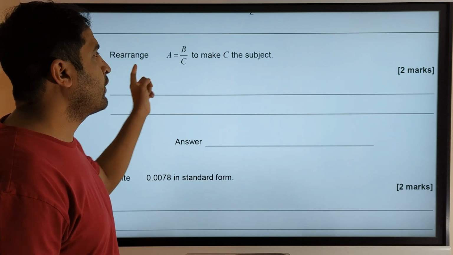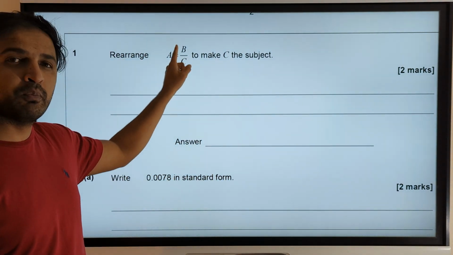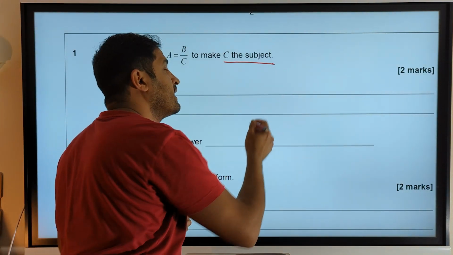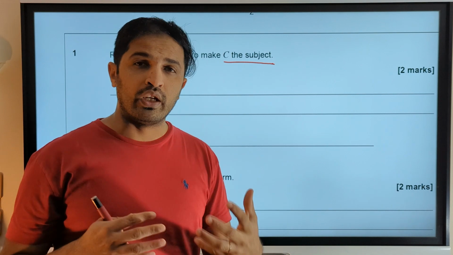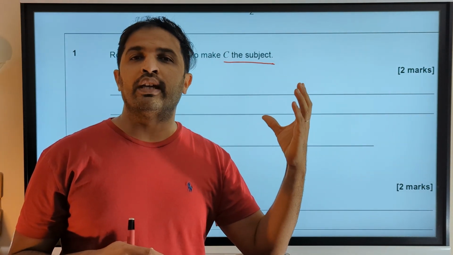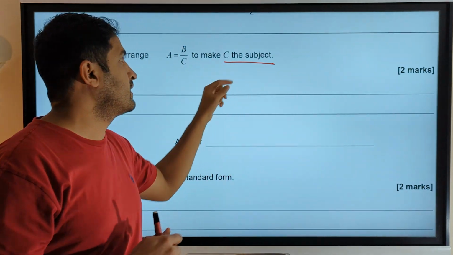First question: rearrange this formula to make C the subject. So we're looking to make C the subject. What does that mean? If you're making C the subject, it means you're rearranging it so you get C by itself on one side of the equal sign, and it should be on top as well. You can't use it as a denominator.